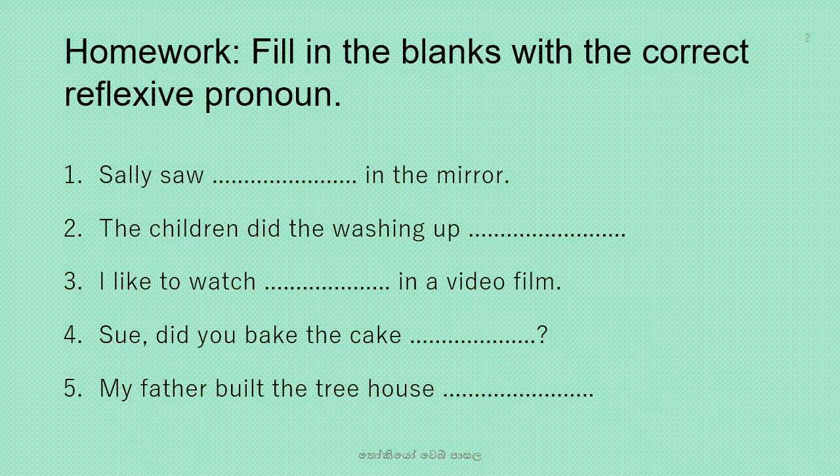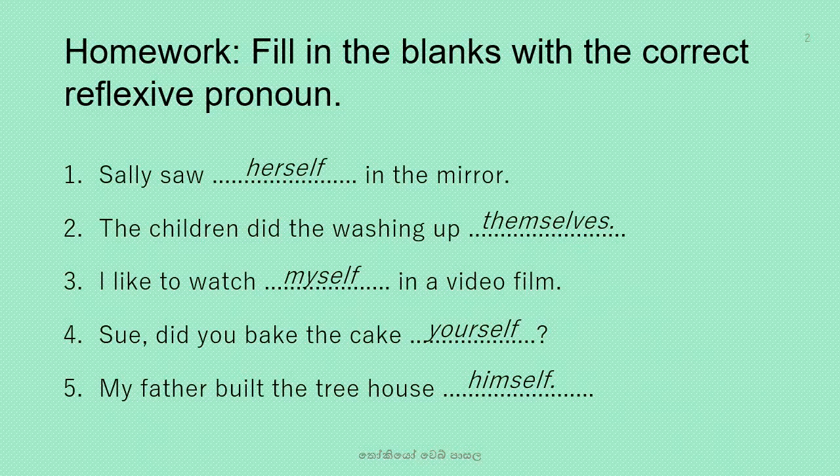Alright, before starting with the activities for today, I hope you remember that I gave you some homework. There you were asked to fill the given sentences with the correct reflexive pronoun. So today we will first see the answers, so you can check whether the answers you have given for these sentences are correct.